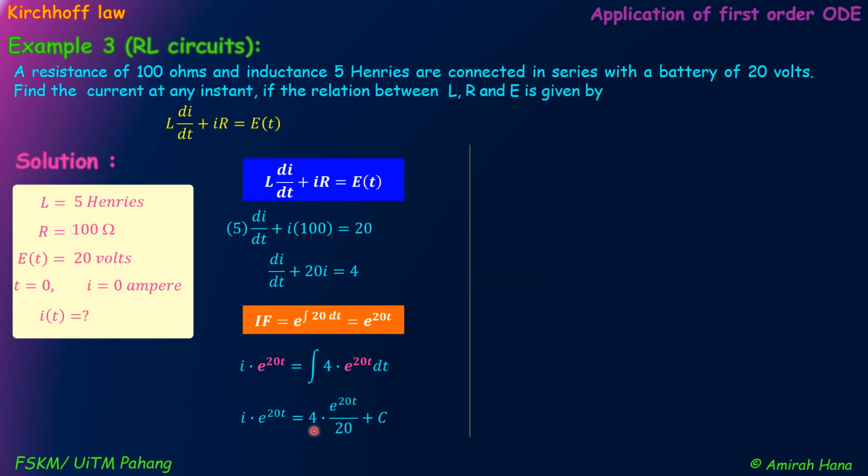After that, okay, from here, we can simplify 4 and 20 in the denominator. So after we simplify this, we get 5 in the denominator, okay? So we can write I times e to the power of 20t equals 0.2, okay? 1 divided by 5 equals 0.2, and then e to the power of 20t, and then plus c, right? And we can name this equation 1, okay?